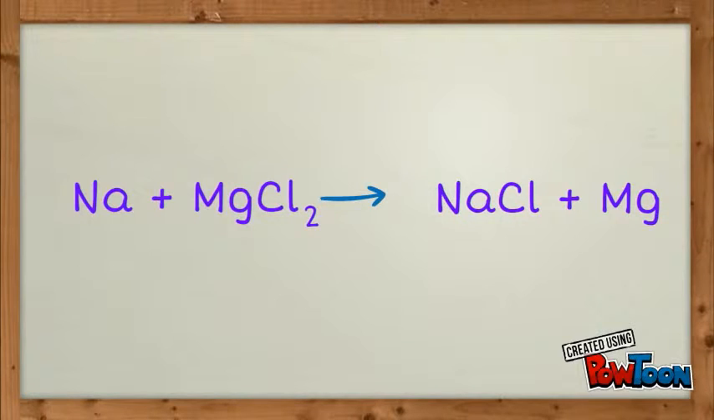And then you need to see if both sides are balanced. And if they are not, you need to balance them. So in this case, you need to add a coefficient of 2 in front of Na on the reactant side and a coefficient of 2 in front of NaCl on the product side. And once they're balanced, you're done. That's it.